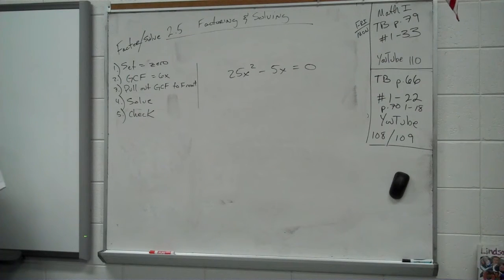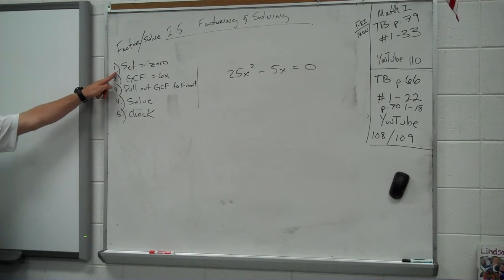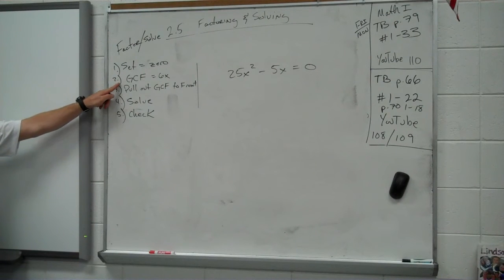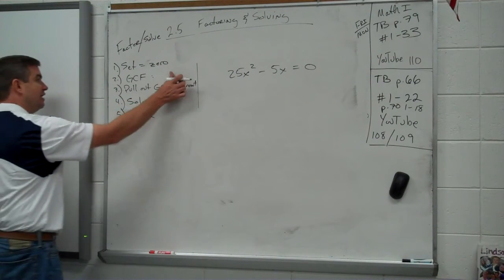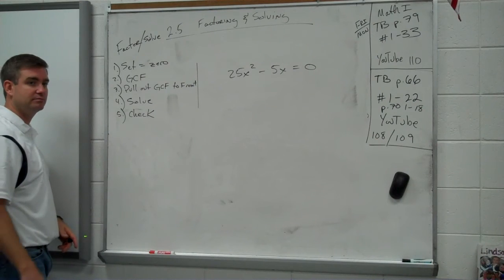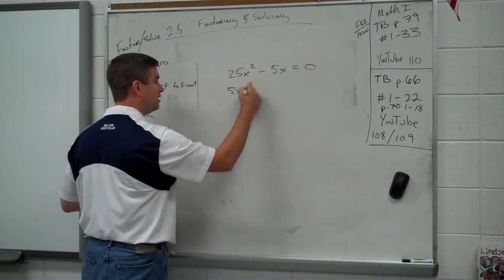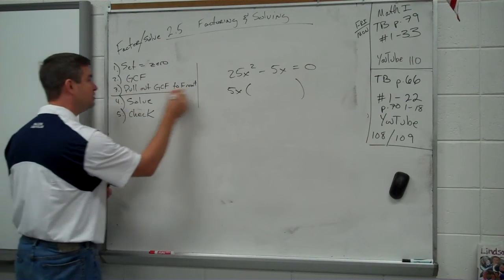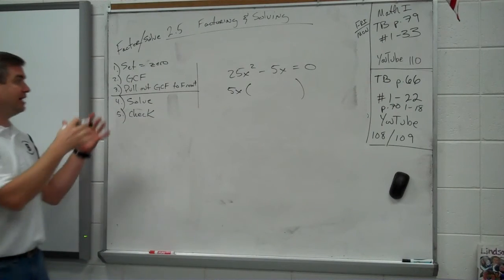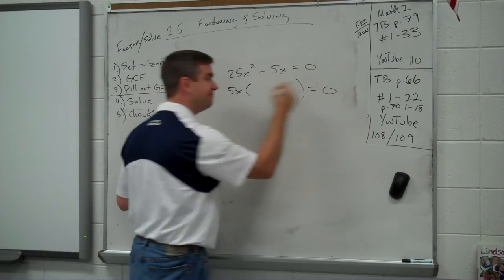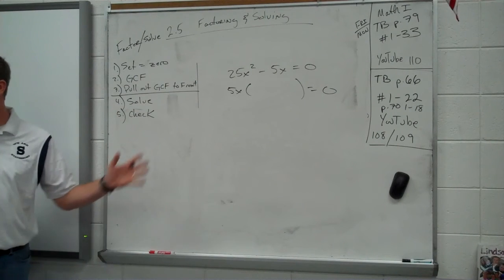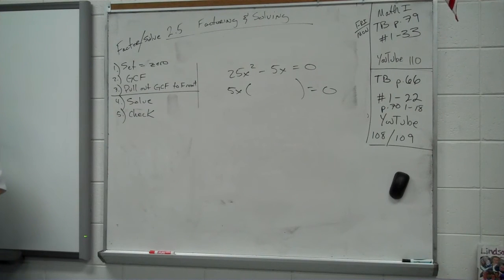What would you do? You would set it equal to 0. Then you would pull out your GCF. You would figure out your GCF, right? What's your GCF in this problem? 5x, right? You pull out your GCF. Then you would stop, right? At this point, if I can finish it out and figure out what goes in the parentheses, I'm done. I don't have to solve. I'm done. Factoring is just that. It's not solving. They're two different things.